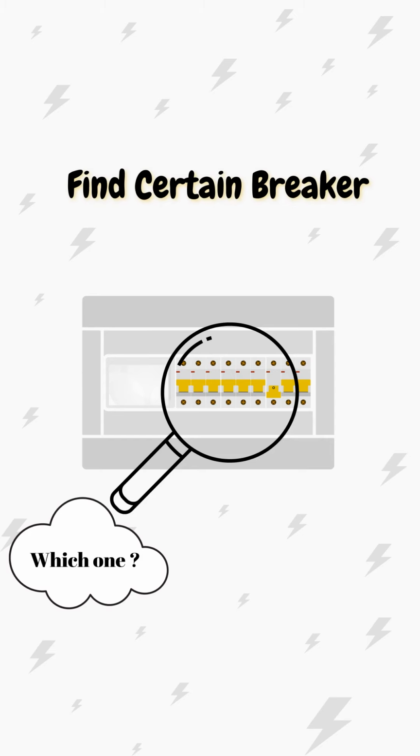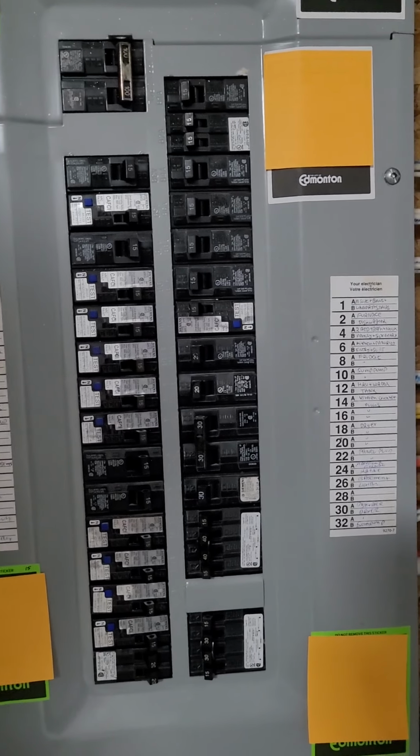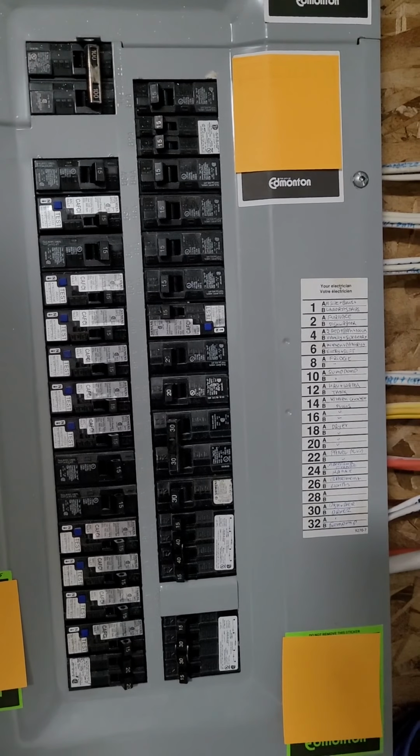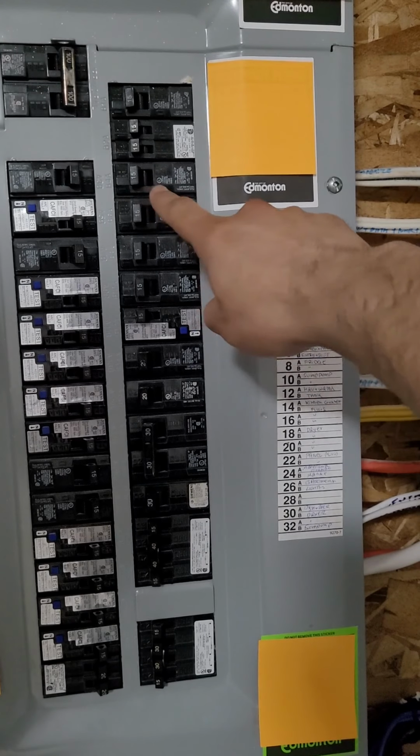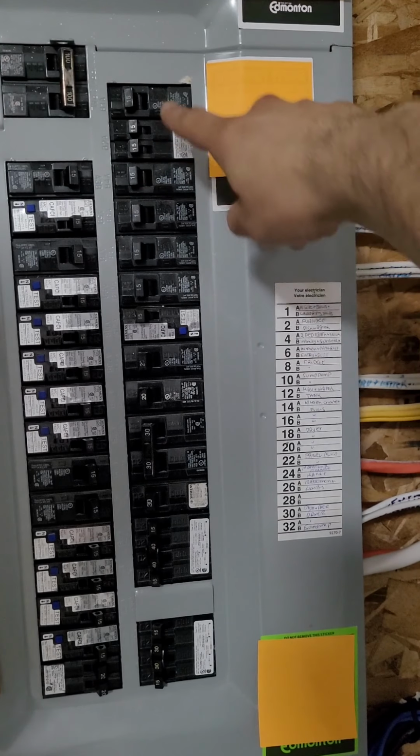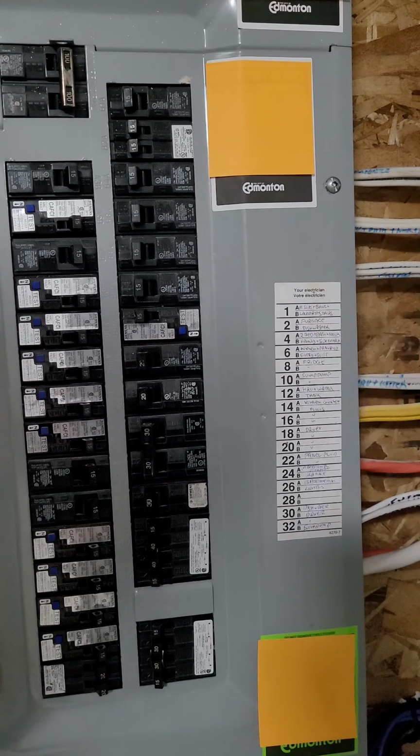Now the second point is how to find a specific breaker. So if you see on both sides of the panel, on this side and here, there are labeled numbers. So each number gives you the breaker, and with reference to, for example, this is the first breaker, it gives you here what it does.